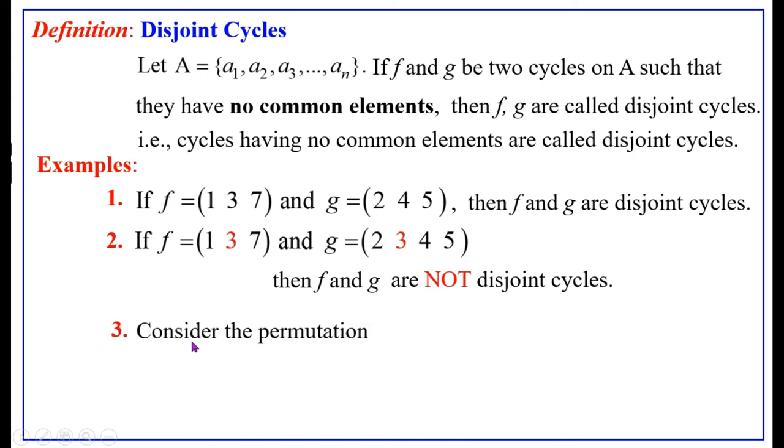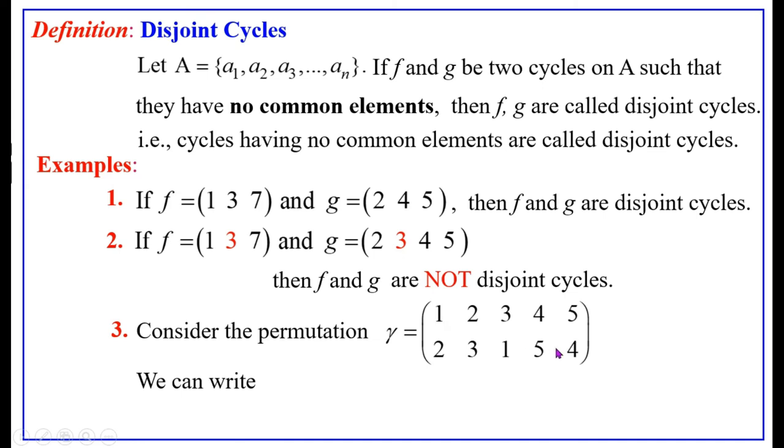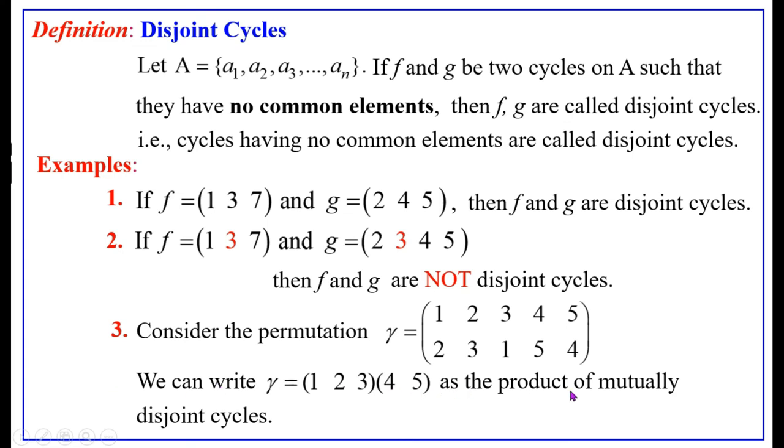Hence f and g are not disjoint cycles. Consider the permutation gamma that is equal to (1, 2, 3, 4, 5 goes to 2, 3, 1, 5, 4). We can write this as gamma is equal to 1 goes to 2, 2 goes to 3, 3 goes to 1. That is (1, 2, 3). Then 4 goes to 5, 5 goes to 4, that is (4, 5). So gamma has two cycles. The first cycle is (1, 2, 3). The second cycle is (4, 5), which are in product. Therefore, gamma is a product of two cycles. We can write gamma as the product of mutually disjoint cycles, because in these two cycles none of the elements is common. Therefore, they are called mutually disjoint cycles.